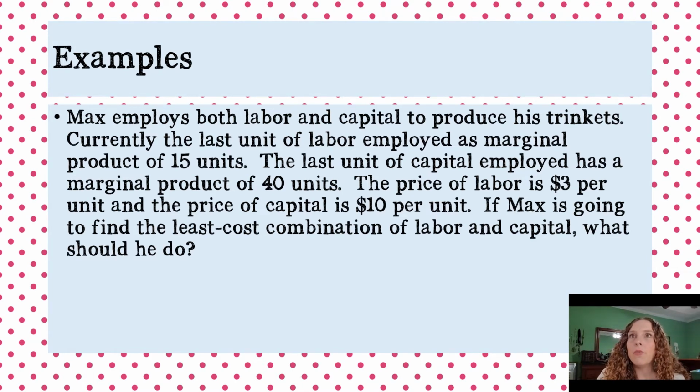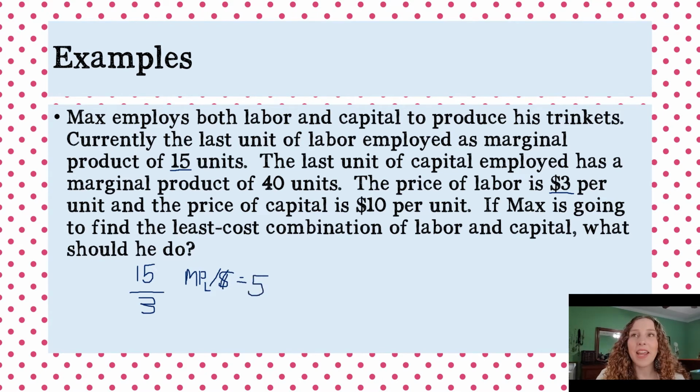Okay, so for our marginal product of labor, it says here that it was 15 units. So 15 units over the price of that labor, which is $3. So I'm going to divide by 3. So the marginal product of labor per dollar, sorry about going slow, is 5. Per dollar is 5. Okay.